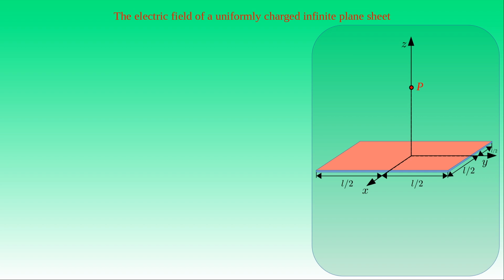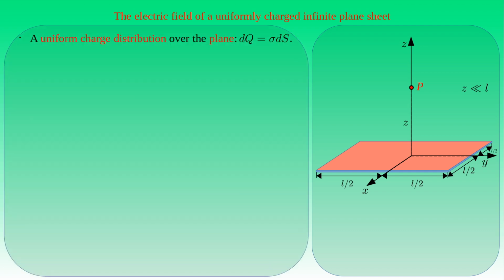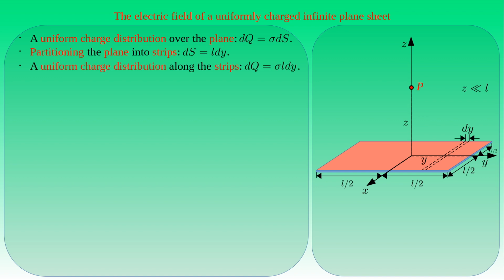We assume that the distance z of the point P from the plate is much smaller than the length L of the sides of the plate. For a uniform charge distribution over the plate, the charge element dq over any area element dS is equal to the constant surface charge density sigma times the area dS. If we partition the plate into infinitesimally thin strips with the length L and the infinitesimal width dy, then the area element dS can be written as L times dy, and the uniformly distributed charge over each strip is given by sigma times L times dy.